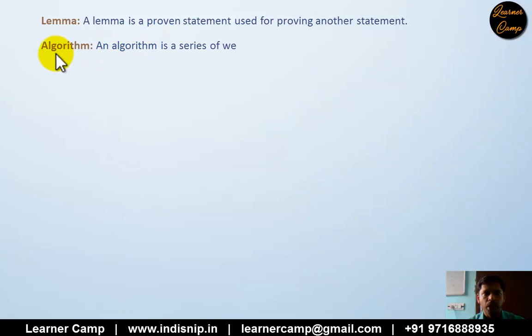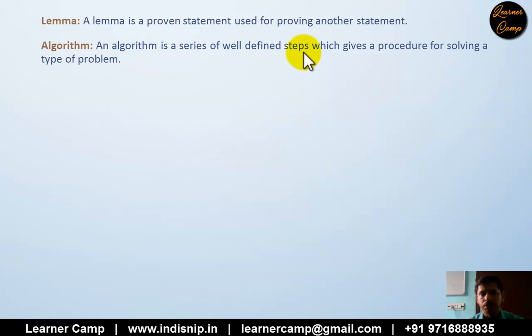Now let us see what is an algorithm. An algorithm is a series of well-defined steps. That means we have step number 1, step number 2, like that, which gives a procedure for solving a type of problem. So the algorithm tells us how to solve a problem, and it tells the different steps in an order that can be used to solve the question.